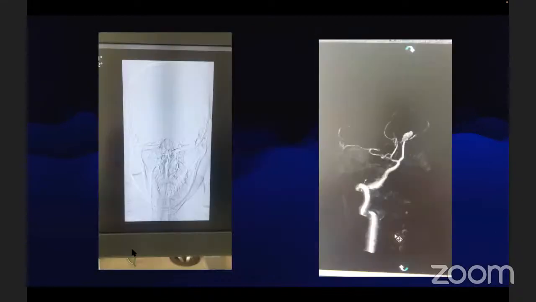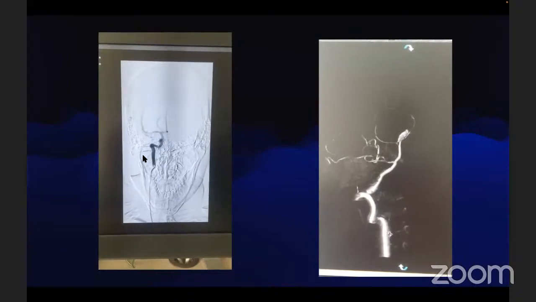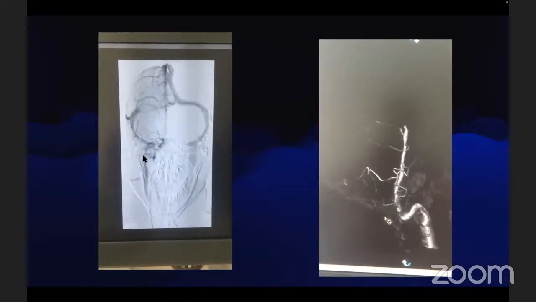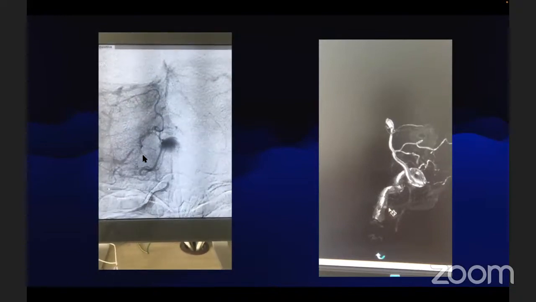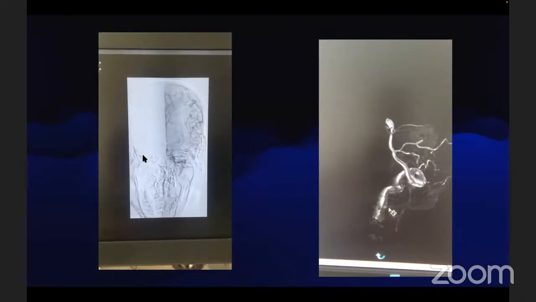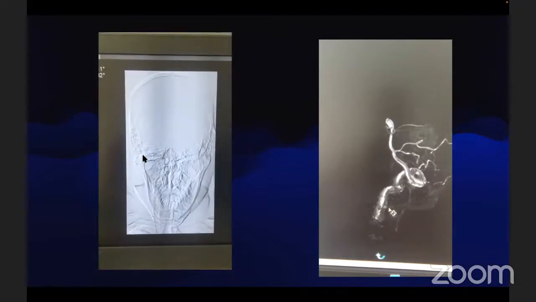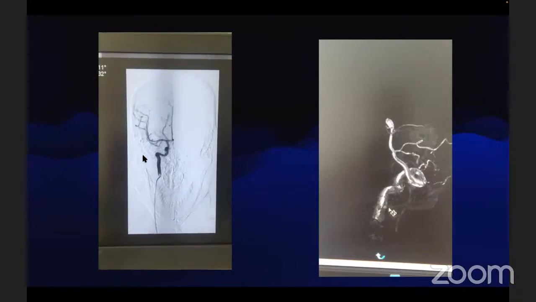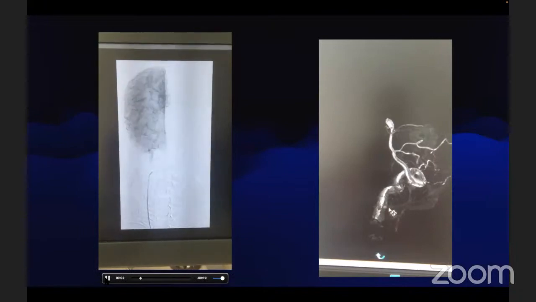This is the right carotid angiogram, which was absolutely normal, along with the PCOM. When it comes to the right vertebral injection, there was an aneurysm in the posterior circulation at the top of the basilar artery, with evidence of thrombosis. However, the size we see on the CT does not correlate with the angiographic picture.